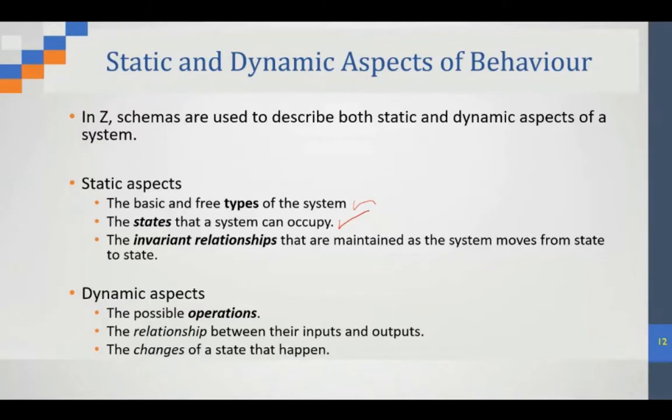The dynamic aspect is the operations that should be done on this state. Also the relations between the objects, and also the change of the state. So, as I said, for example, we add one customer. Now we change the state. So this is all dynamic.